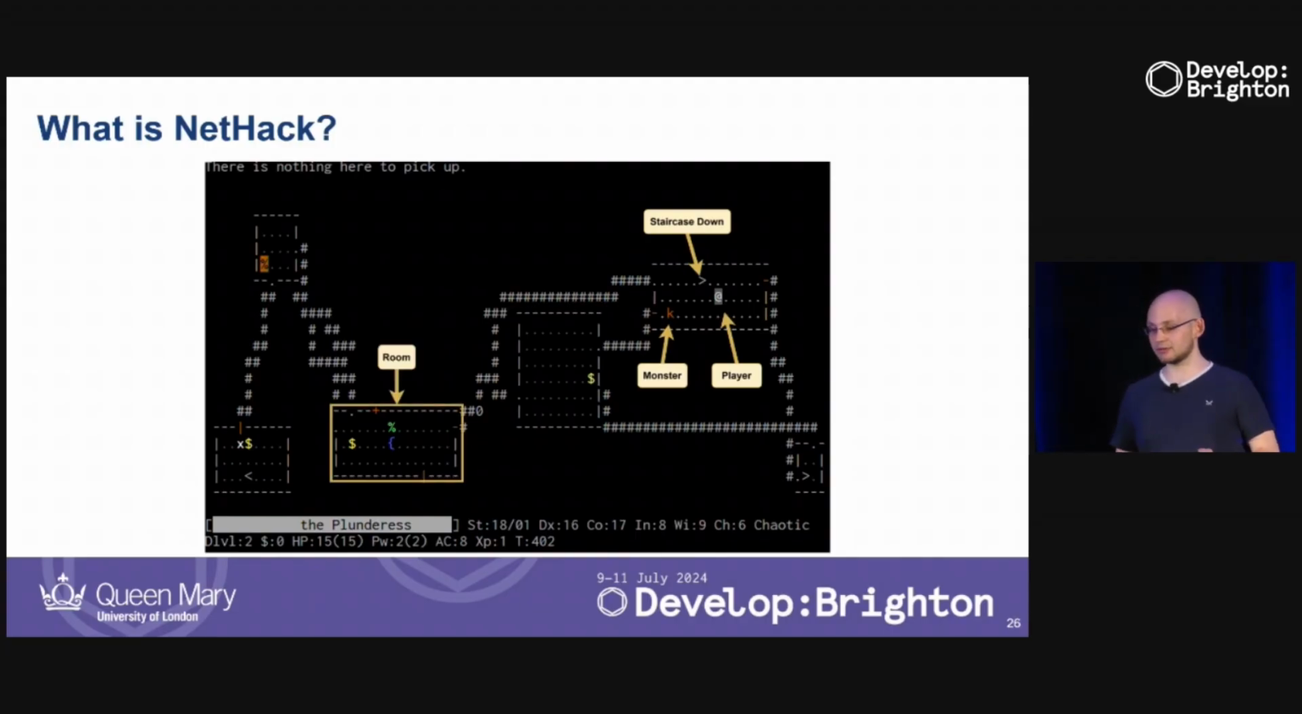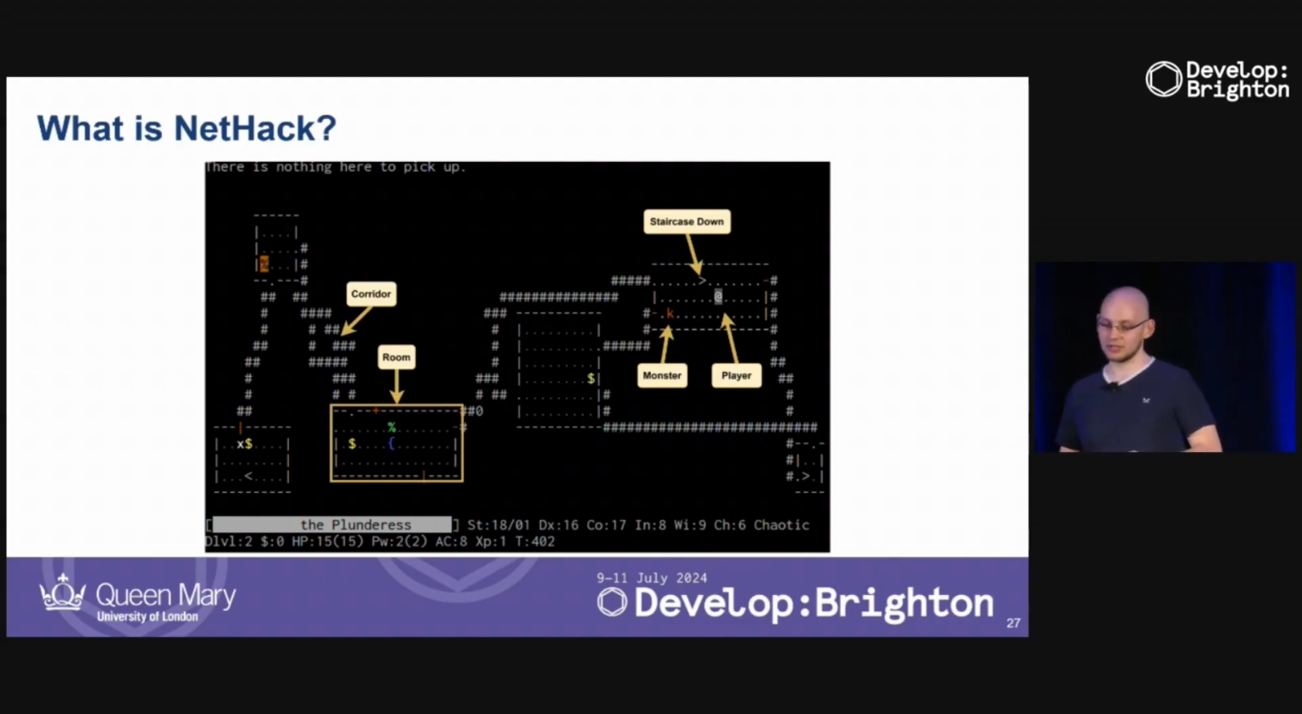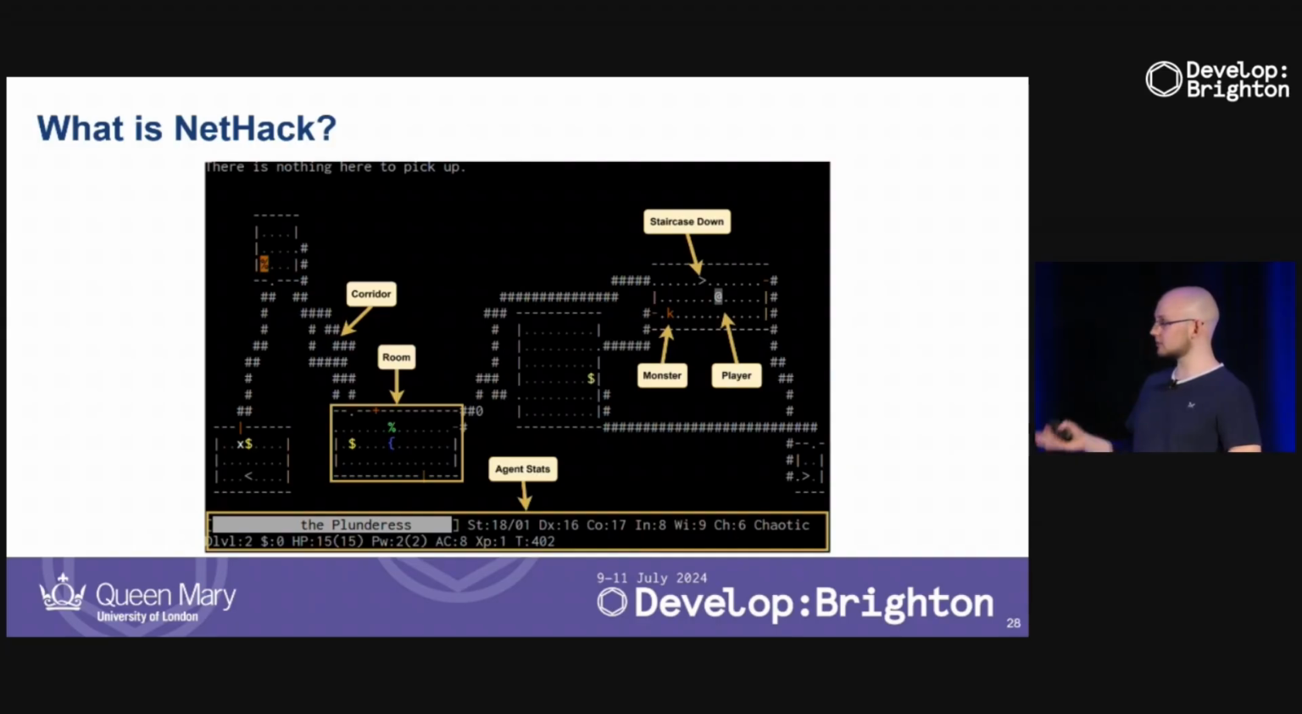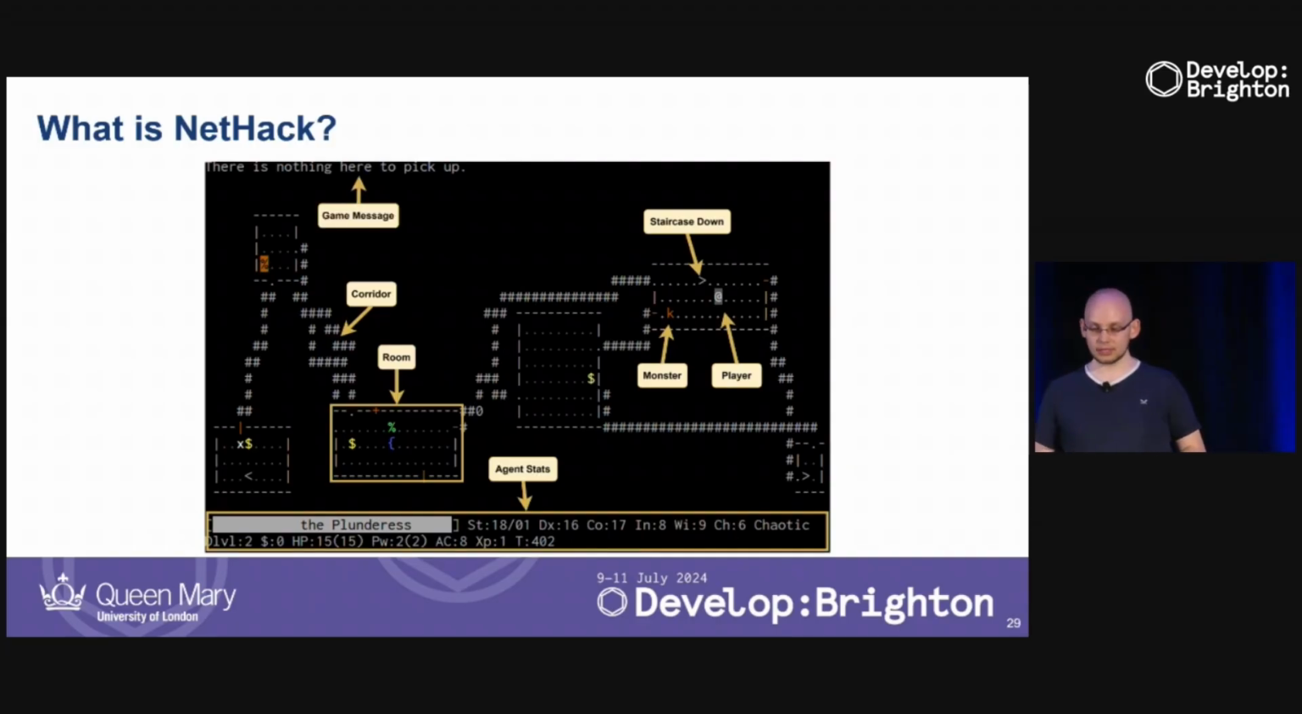Most maps in NetHack are split into rooms and corridors, which is not super important, but it's going to be a little bit relevant when we want to apply it to a large language model. Of course, because it's a roguelike, we also have stats such as strength or agility. And NetHack also generates game messages, which usually tell you what is happening in the game, which is quite convenient if you want to apply it to language models.